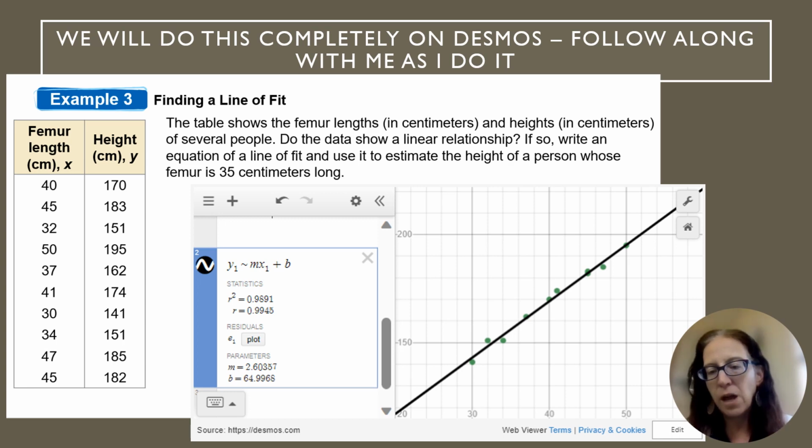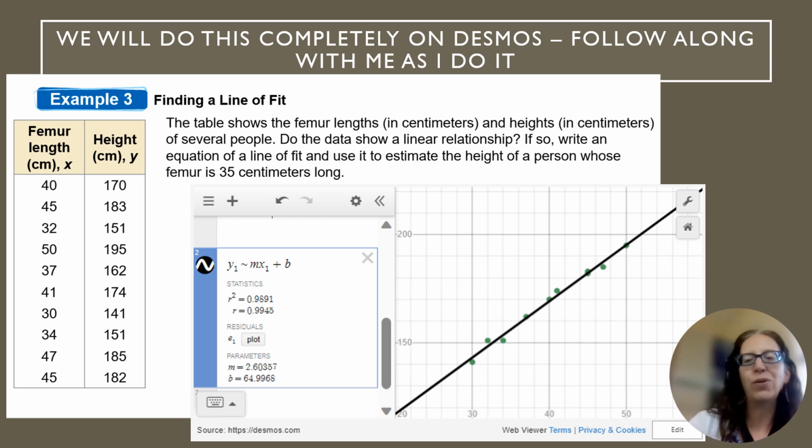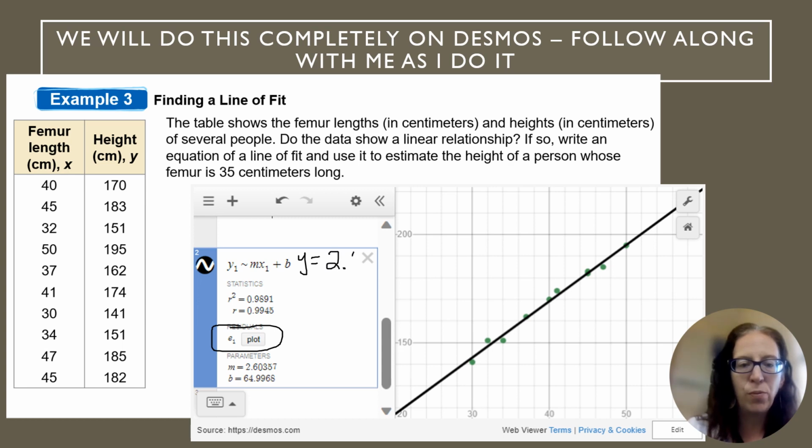It's below some, it's above some. Remember, the line of best fit is the line that comes as close to as many points as possible. Now, if you were asked to write the equation of this particular line, you would use the m and the b provided there, and we would say y is equal to, I'm going to round that to 2.6x, and then 64.996. I'm going to go ahead and round that up to 65.